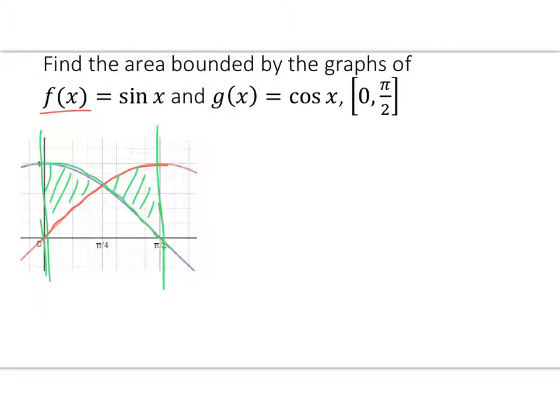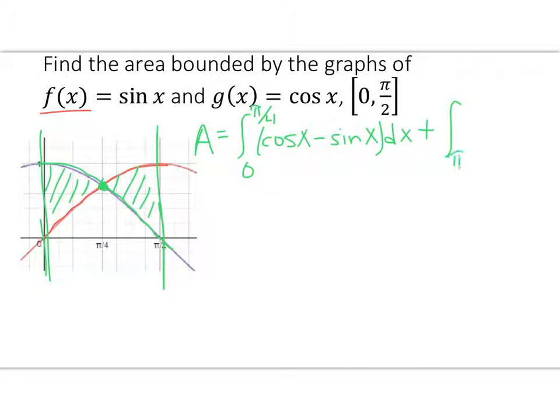So here we have to break them up because the upper curve does not stay the same throughout the whole interval. So I can see that right here at pi over 4, they're going to switch. So I'm going to do this as two integrals to get my area. So I have the integral from 0 to pi over 4. My upper function here is cosine x minus the lower function sine of x dx. And then I'm going to add to that other area because I'm trying to get that total area. So that's the integral from pi over 4 to pi over 2. But now my upper function is sine x minus cosine x dx.